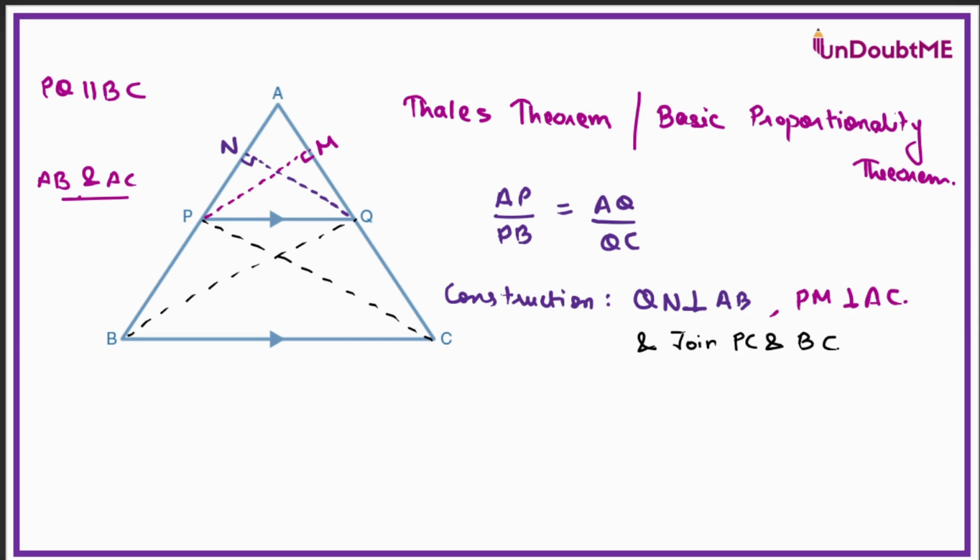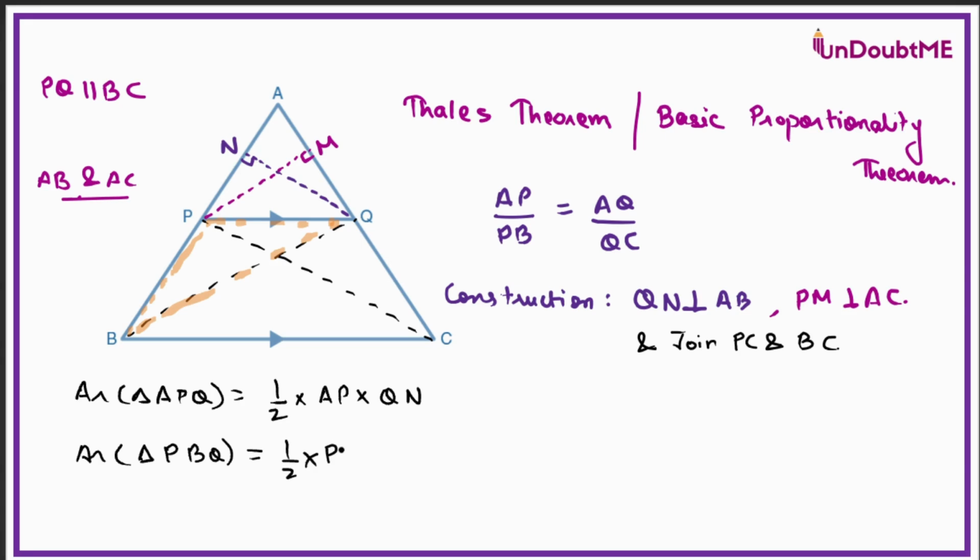Now in the proof, we will start with area of triangle APQ. So area of triangle APQ is equal to half AP times QN, and similarly we can write area of triangle PBQ. So PBQ, if you see, it is this triangle. This is PBQ. Now, since this is an obtuse angle triangle, the altitude for this lies outside. So area of triangle PBQ will be half base is PB times height will be QN.